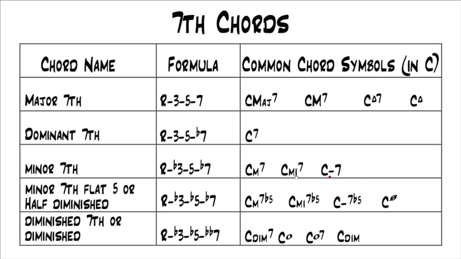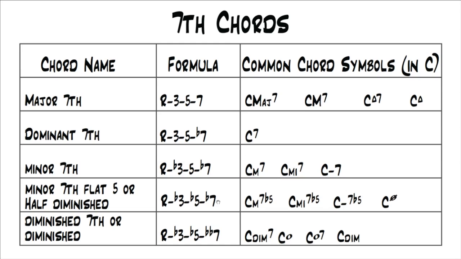And then for minor 7th, you have these options. You have a C with a lowercase m and a 7, a C with an mi for minor and a 7th, or a C with a minus symbol and a 7th, and that's really common in jazz charts. But typically I'll use this one, and that's a really common one that you'll see as well.